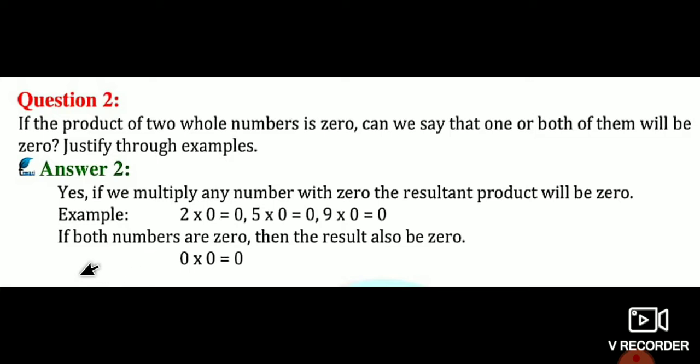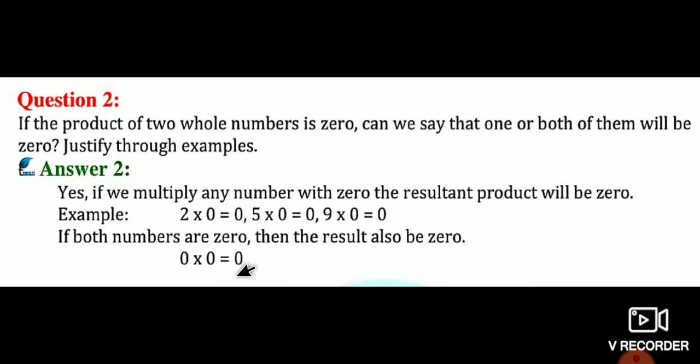Therefore, consider if both numbers are 0, then the result will also be 0. So take 0 into 0: if you multiply any two numbers with 0, then the resultant product will be 0. Therefore, if both numbers are 0, then the result will also be 0.